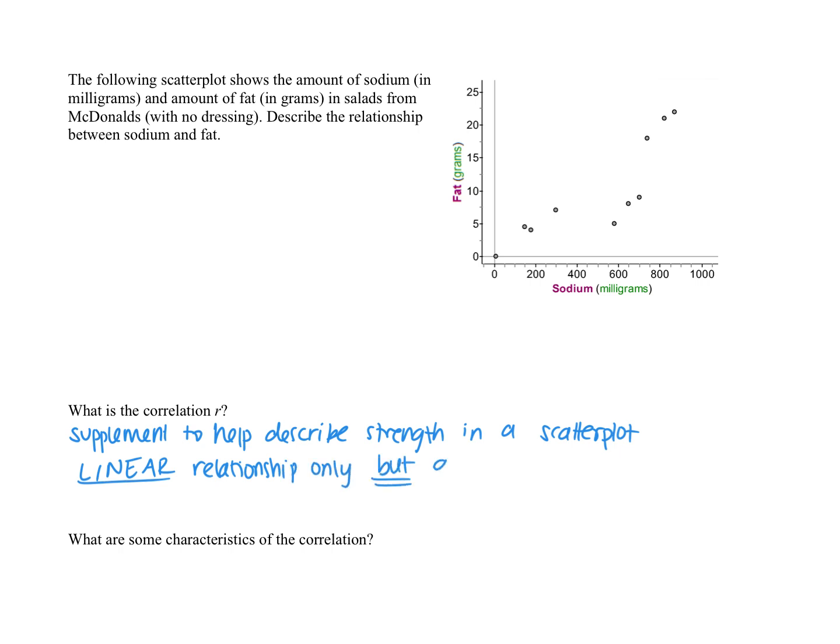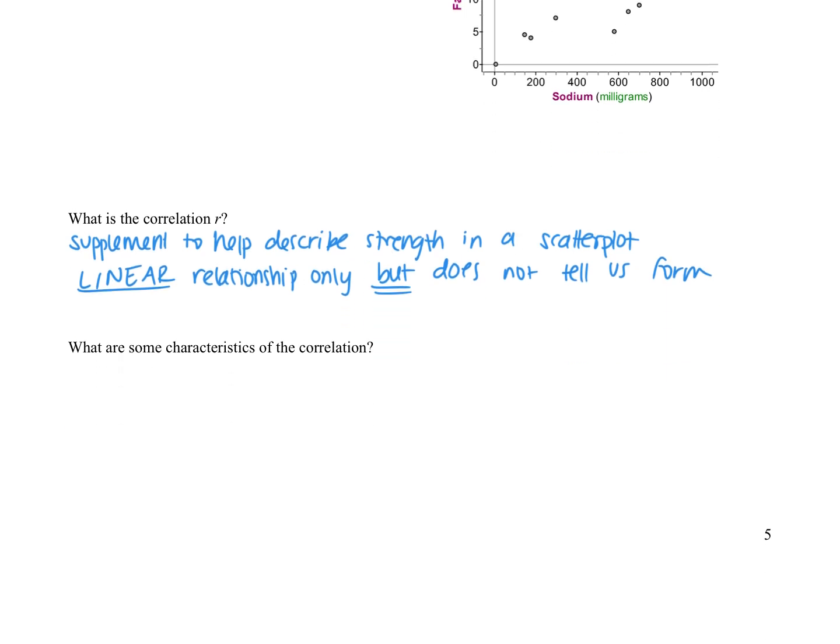But it does not tell us form. What I mean by that is we can calculate correlation for any scatter plot at all, but it only makes sense if the data is linear. On the first problem from the warm-up where it was a curve, we can calculate correlation. It's just not particularly helpful. It doesn't give us much information because the data is not linear.